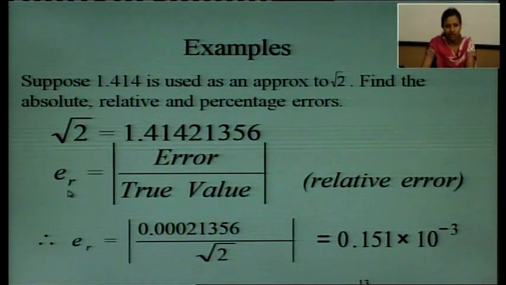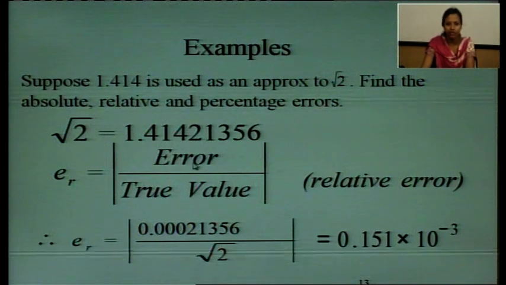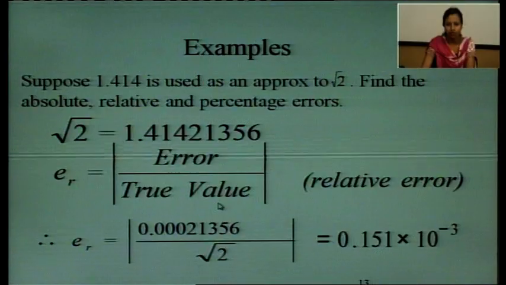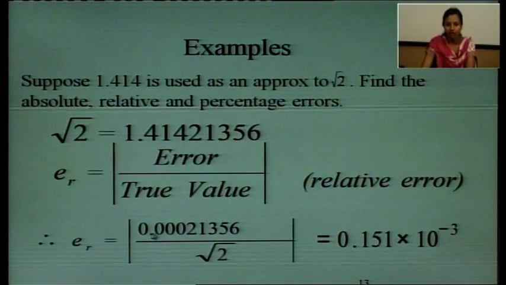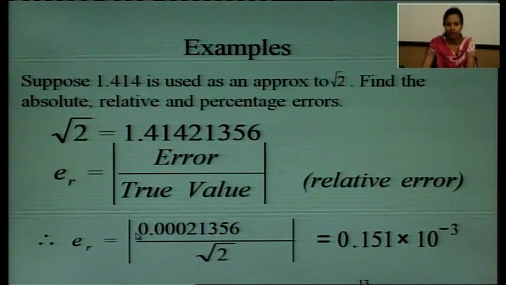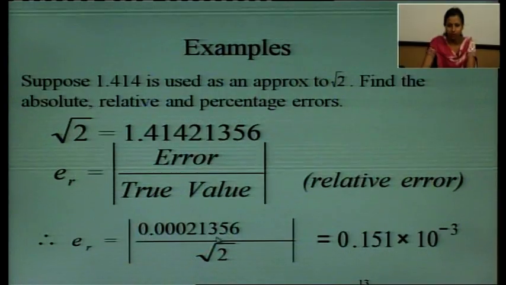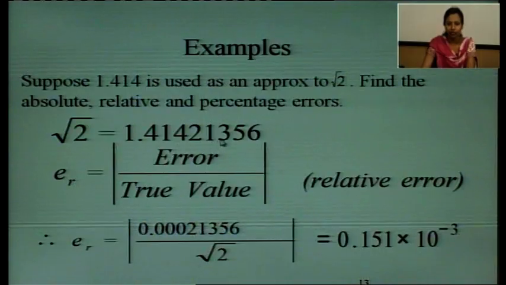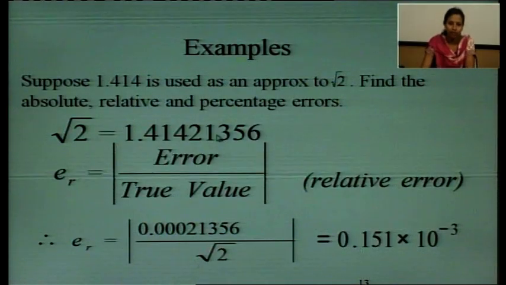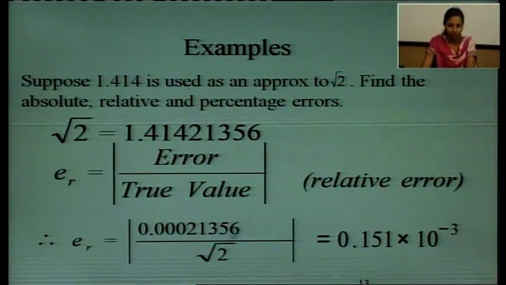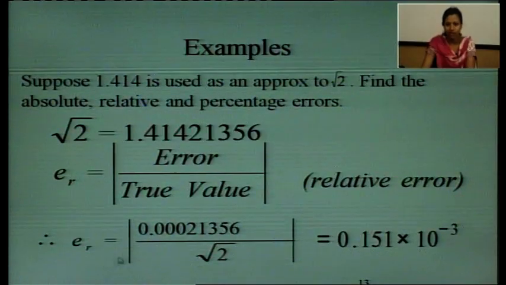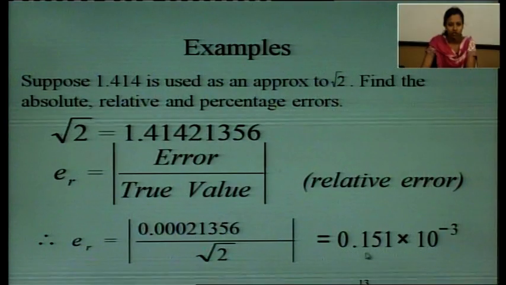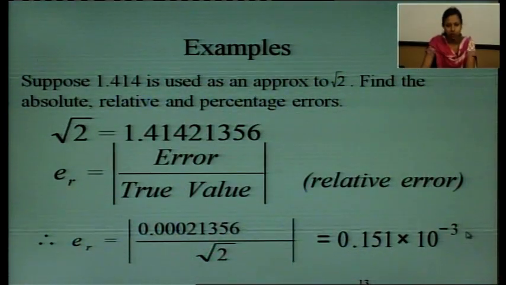Second thing is relative error. A relative error is defined as a ratio of absolute error to the true value. Absolute error we know already, it is 0.000021356 and true value is 1.414. So the ratio of these two will give us the relative error, and it is equal to 0.151 into 10 raised to the power minus 3.